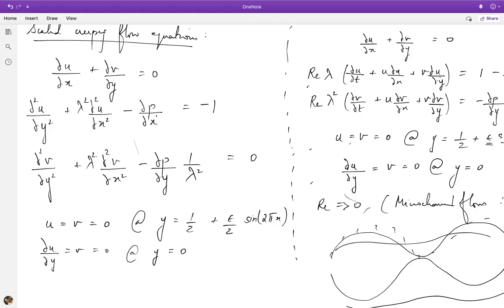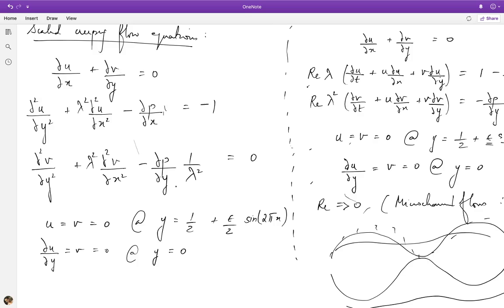Another way to think about this problem, which will be particularly useful in the domain perturbation method that we're going to use, is to say that, let's say I somehow know the value of the pressure gradient in the x direction. I already know the dominant contribution to the pressure gradient. Let's say I also know the deviations of the pressure gradient due to the waviness of the wall. Then I can solve for u. From that, I can then obtain v from the continuity equation.